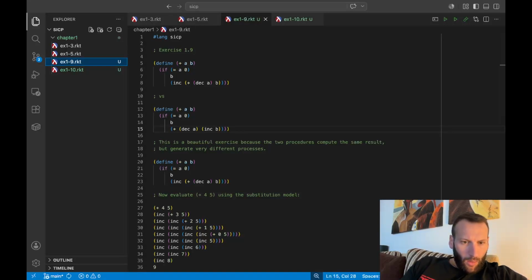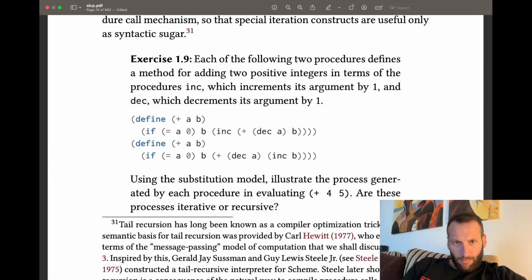Okay, let's take a look at two exercises. Let me take the PDF. Okay.